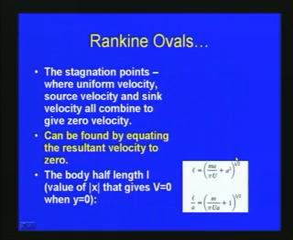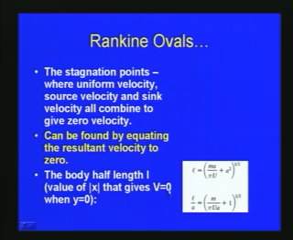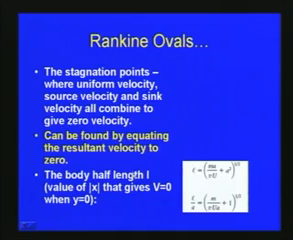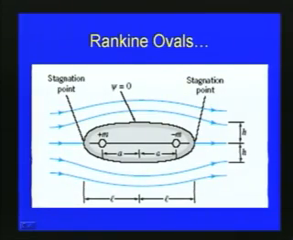Now, the stagnation points are where the uniform velocity, source velocity and sink velocity all combine to give zero velocity. So, for the Rankine oval, the stagnation point is where the uniform velocity, source velocity and sink velocity all combine to give zero velocity. So, this can be found by equating the resultant velocity to 0, so that we can find this body half length L, the value of x that gives v equal to 0 when y is equal to 0. Since we are defining this L with respect to the stagnation point, the velocity there is 0.